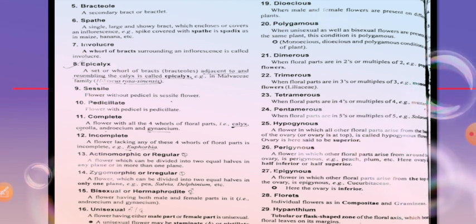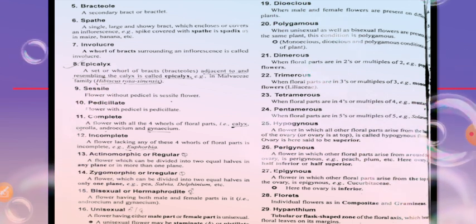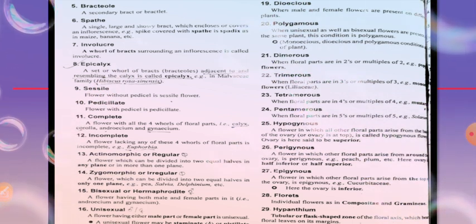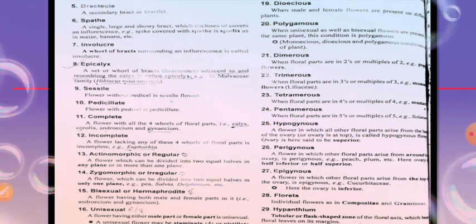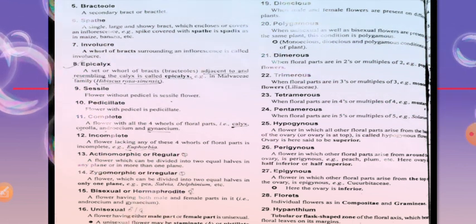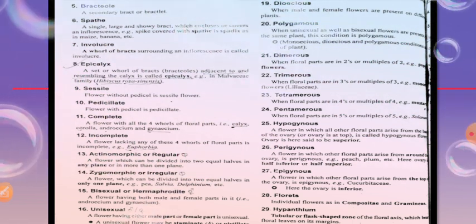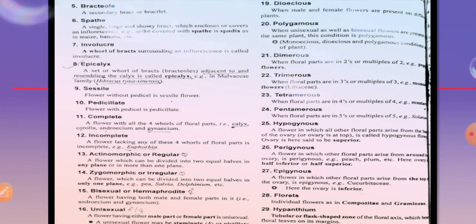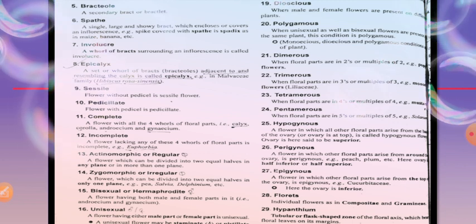So involucre means the whorl of bracts surrounding an inflorescence is known as the involucre. Then epicalyx. Epicalyx means a set or whorl of bracts or bracteoles which are adjacent to the calyx is known as the epicalyx. For example, in the Malvaceae family, it is mainly seen.